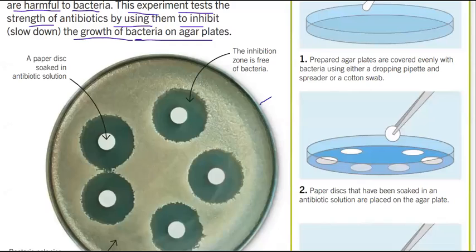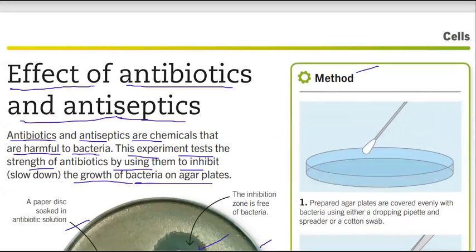These are agar plates. Here the inhibition zone shown is free of bacteria. Another one here, this white part is a paper disc soaked in antibiotic solution. Now we'll see the method of understanding how the antibiotics and antiseptics will affect them.